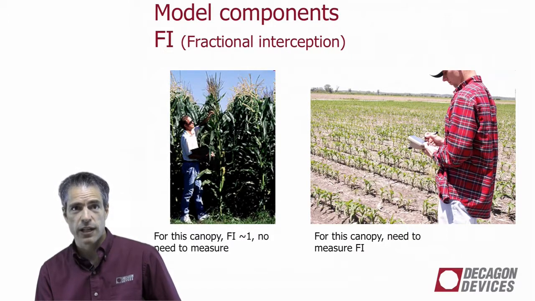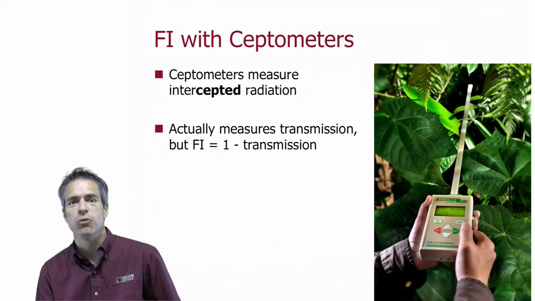Well, the first method we'll talk about is measuring interception with ceptometers. A ceptometer measures intercepted radiation, and that's where the name came from: ceptometer, out of the "cept" part of interception. Now, a ceptometer actually isn't measuring interception, it's measuring 1 minus the interception. So the fractional interception is equal to 1 minus the transmission of light through the canopy.